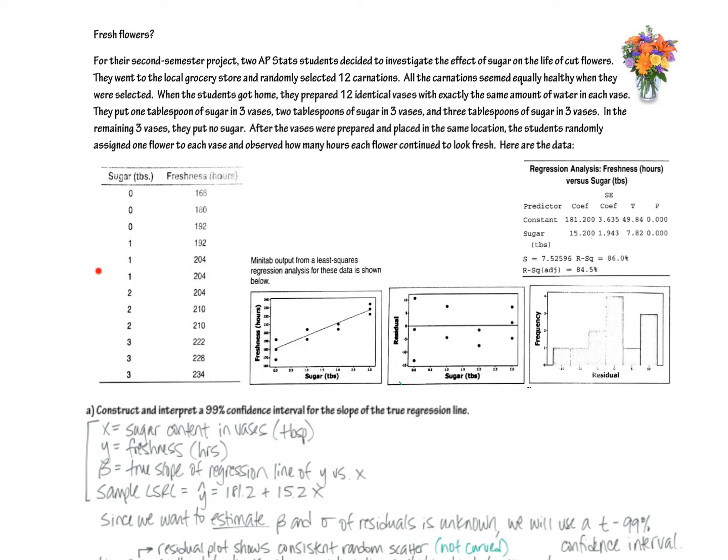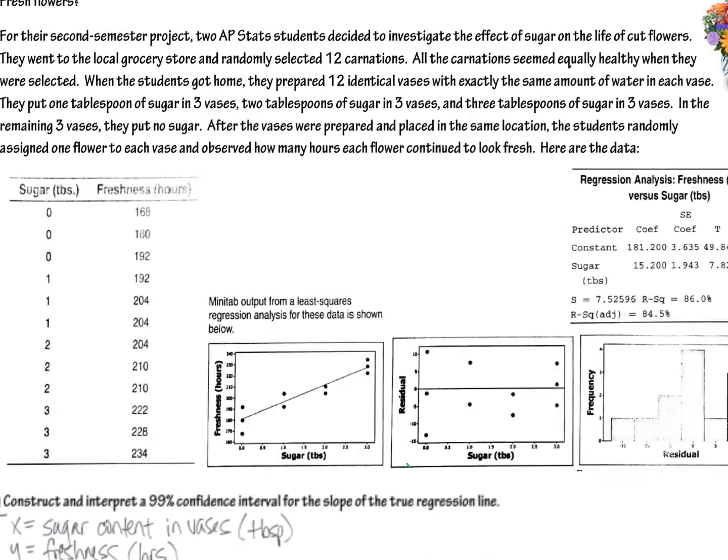So here's our data table organized with tablespoons of sugar for all 12 of the vases, and how long these flowers were fresh. So I'm not exactly sure how they measured how fresh the flowers looked, but whatever, we're just moving on. Okay, remember that we also have what is called a regression output here.